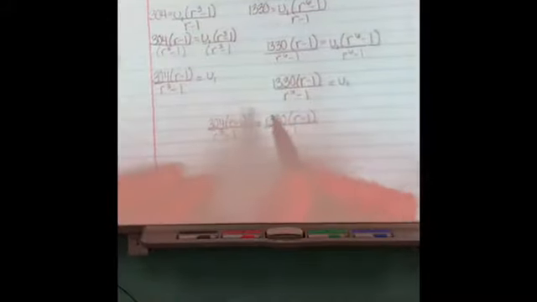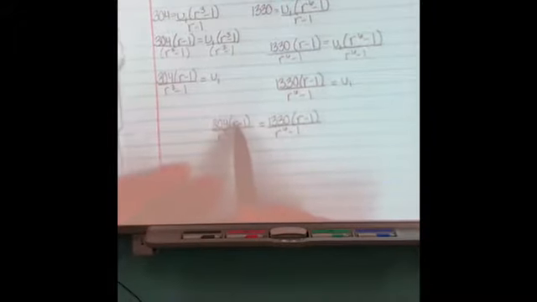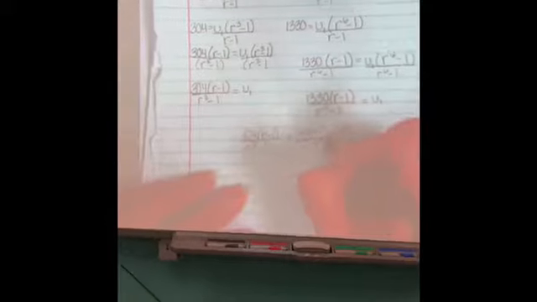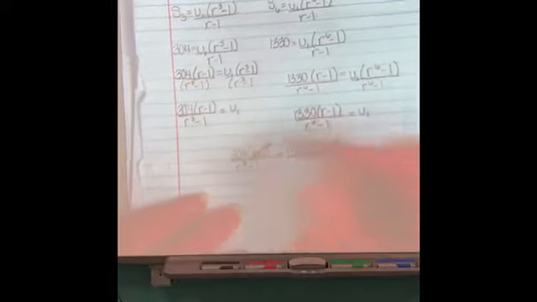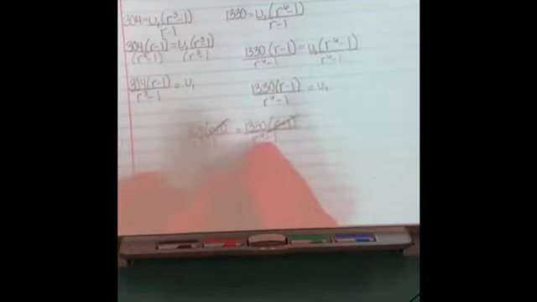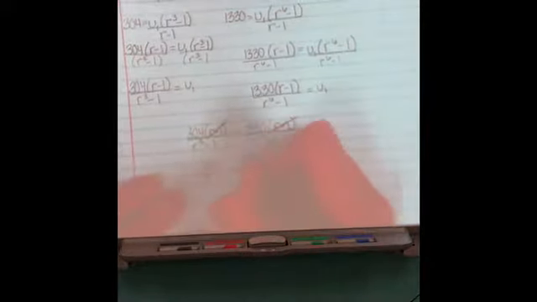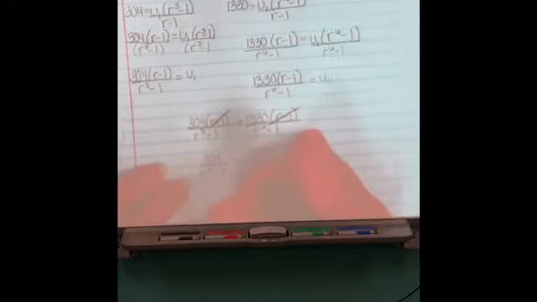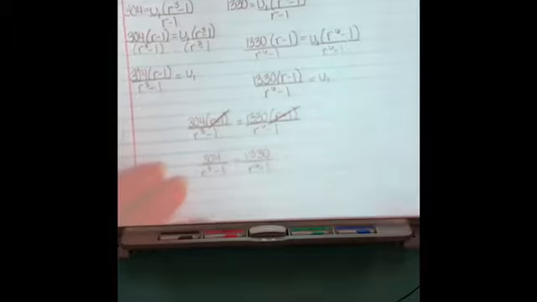Okay, from there, since these both have one factor of r minus 1, we're going to go ahead and cancel those out. Okay, and that will leave us with 304 over r cubed minus 1 equals 1,330 over r to the 6th power minus 1.